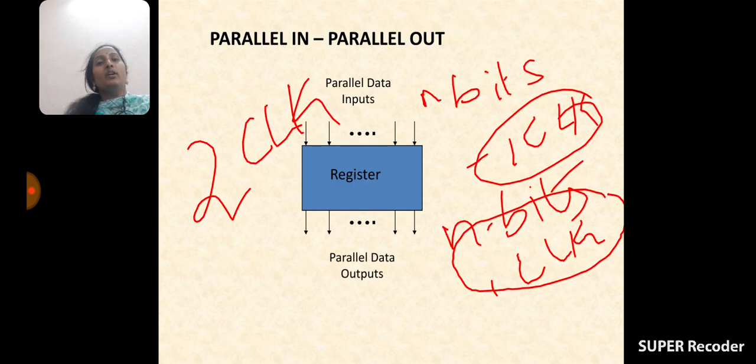In this way, the speed of the parallel in parallel out register is very high. Why? Because all the bits are entered at the same time and received at the same time. So the delay is reduced and the speed of operation is very high. Is it clear? So depending upon the data transfer, the registers are classified into how many types?